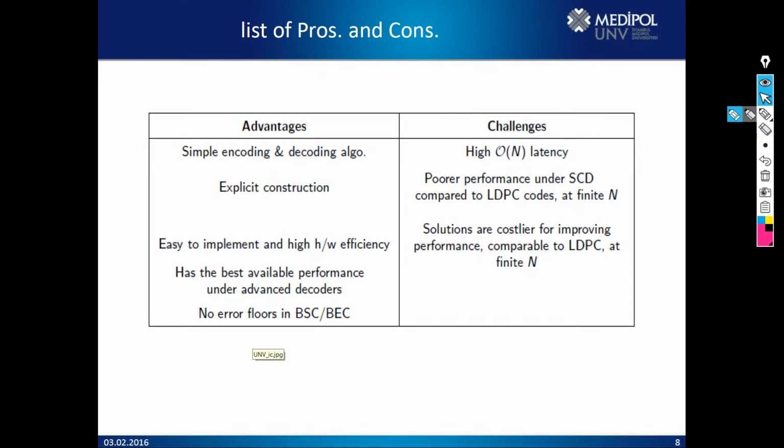Error floor means that this is what you get when you have an error floor. The bit error rate is usually expected to reduce in value as you increase the signal to noise ratio. This is the bit error rate.